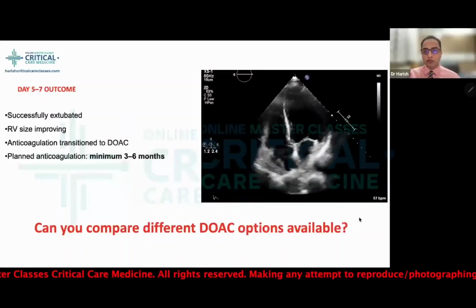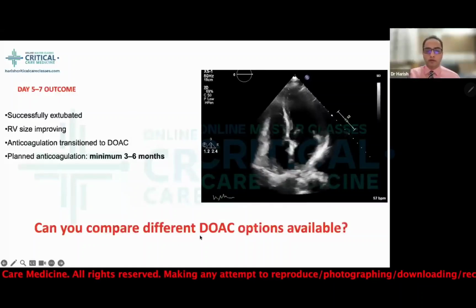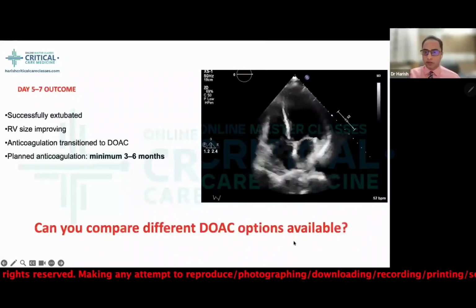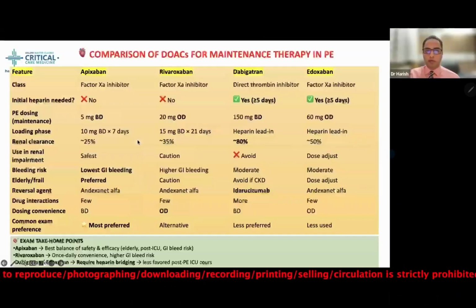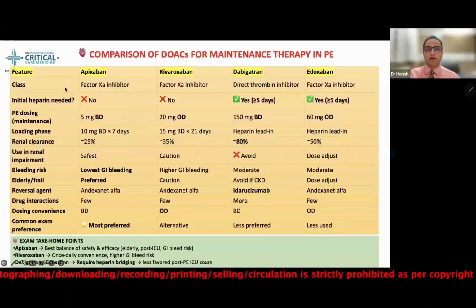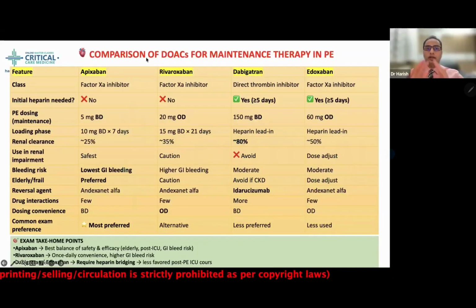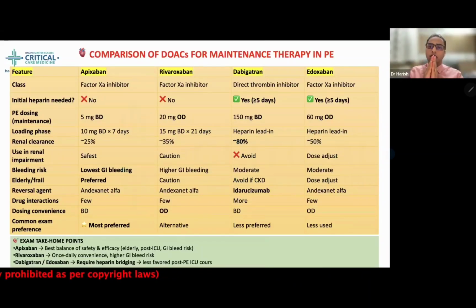Okay. Next question. Can you compare the different DOAC options available as maintenance therapy? Okay. What options do we have? So we have apixaban, rivaroxaban, dabigatran, edoxaban. These are the clinically available direct oral anticoagulants for maintenance therapy in pulmonary embolism at therapeutic range. Okay, so you can just go through this table.